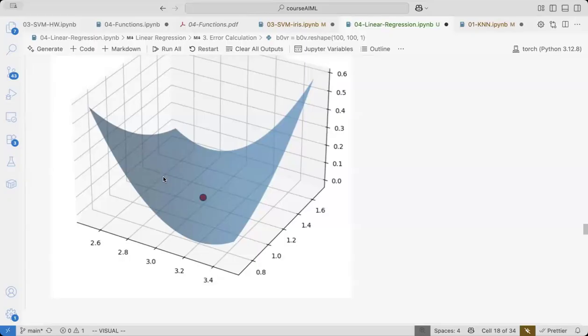So it's separate from actually giving it a test point and evaluating what the output is. That is happening separately.